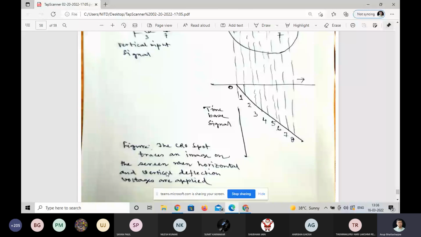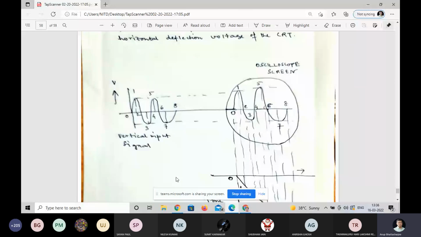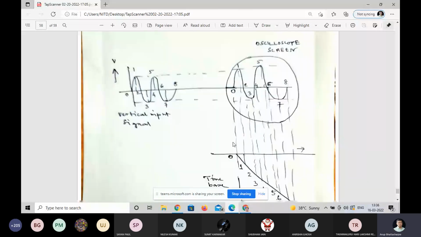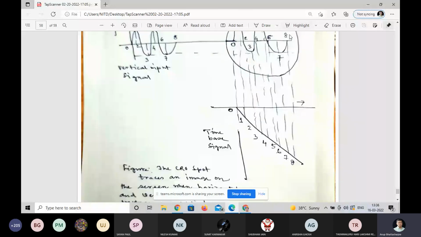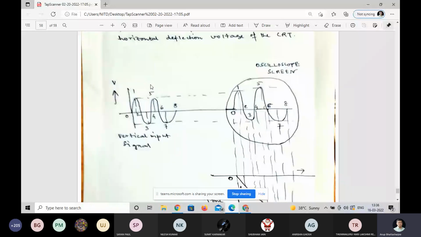If I see this, this is the vertical input signal. Suppose I have given these voltages here, and the sawtooth voltage, I have told you, is applied here. Now, this should come on the CRO screen as per the definition. What is the case? You see that this is one sine wave, starting from zero, positive peak, negative peak, positive peak, then the cycle repeats.